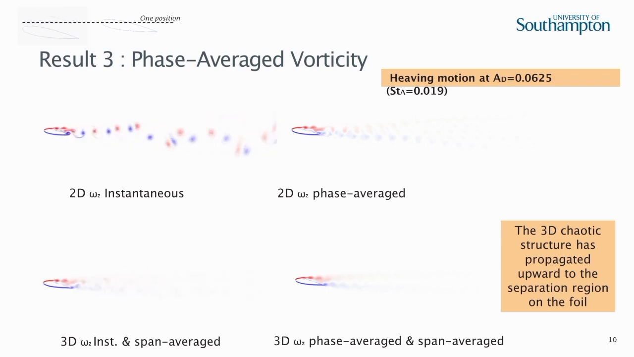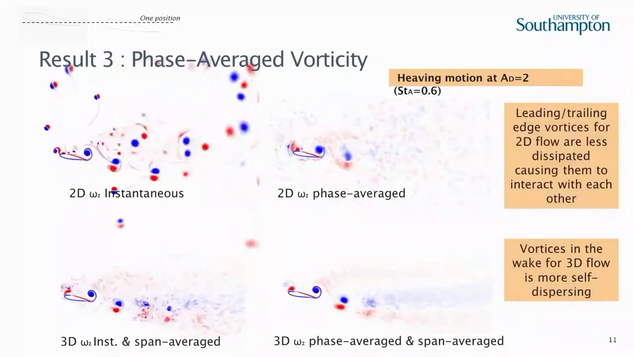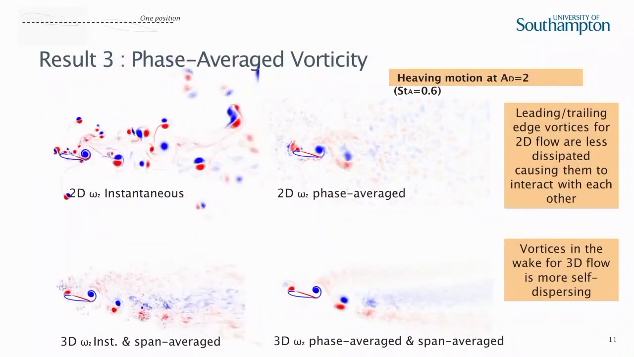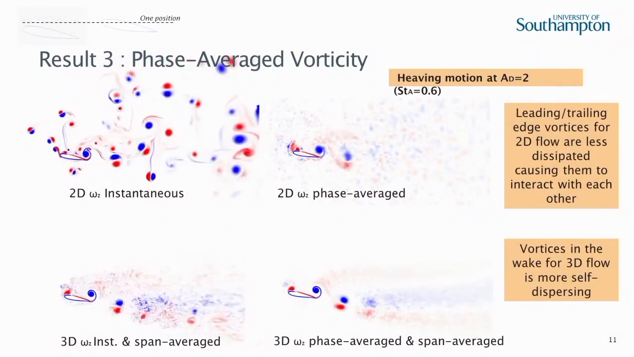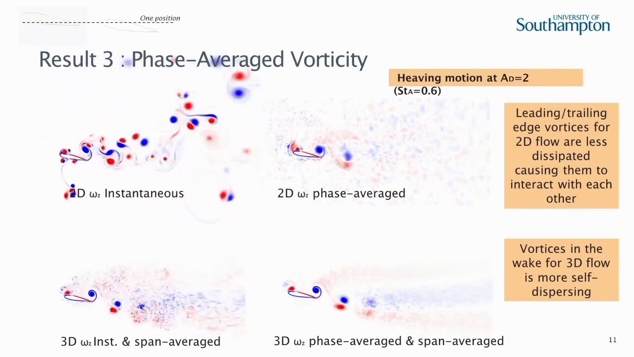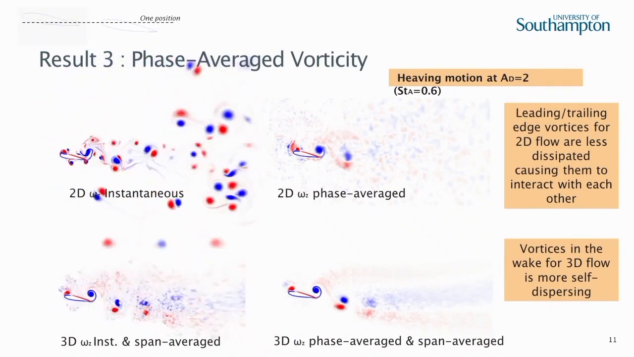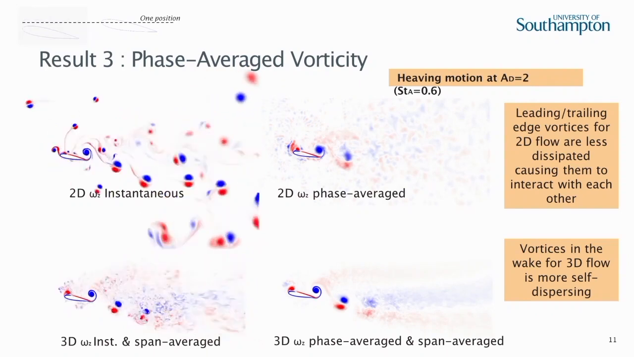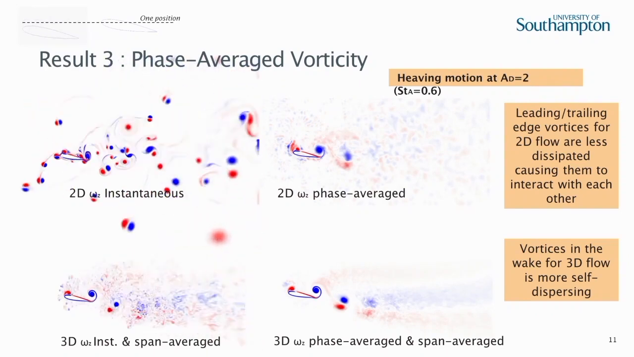So I compare between 2D and 3D, and we look at the lowest amplitude at heaving motion here. We can see that the difference between 2D and 3D is at the separation region of the foil. At the highest amplitude or highest Strouhal number, the motions become very chaotic. So between 2D and 3D, the 3D is much more stabilized. So the difference is mainly at the wake and the leading edge.